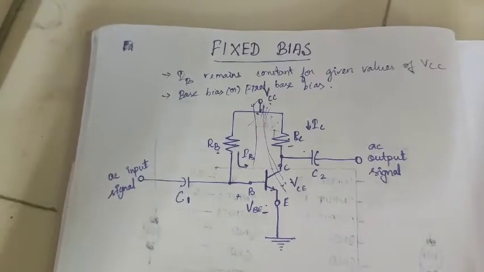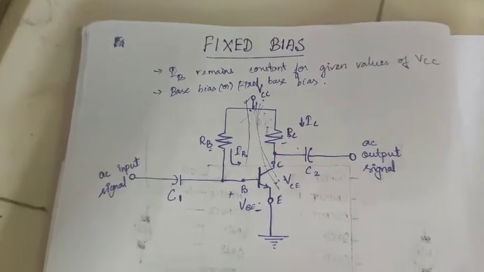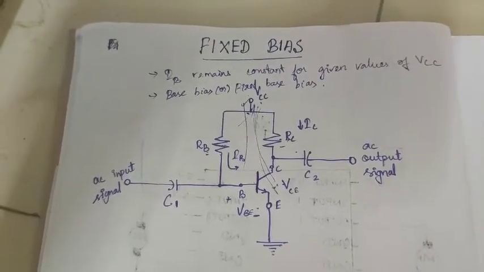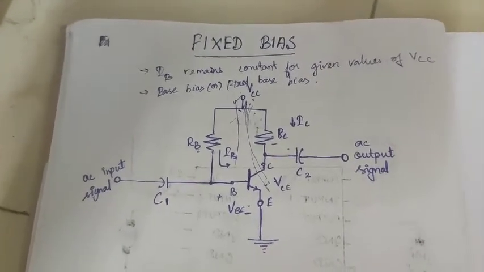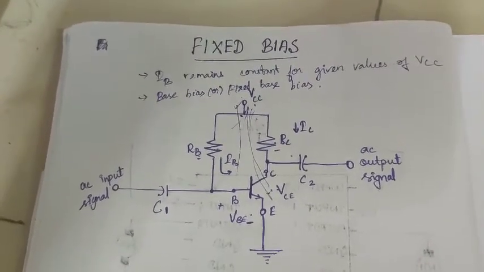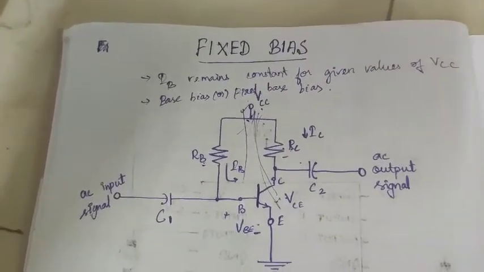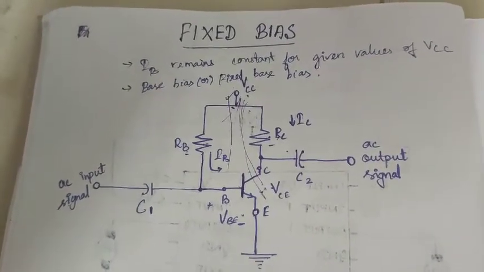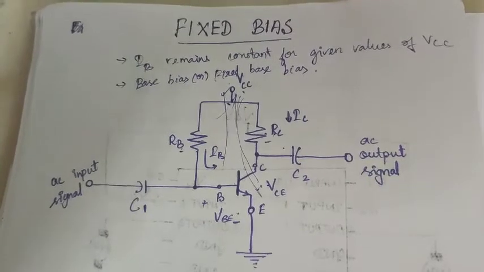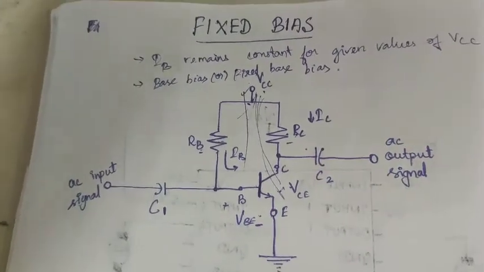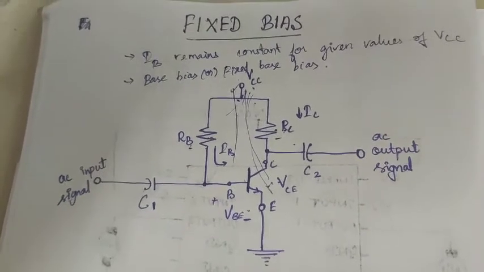Hi guys, in this video we are going to see what is fixed bias and operation of fixed bias in active, saturation and cutoff region. So let me show you what is fixed bias and what is the circuit of fixed bias. Fixed bias is a circuit in which IB remains constant for a given value of VCC, and it is also called a base bias or fixed base bias.